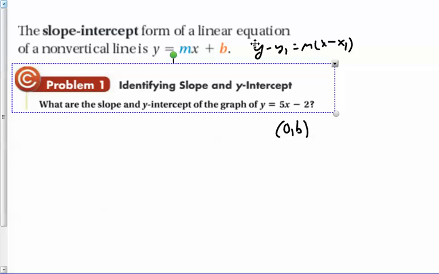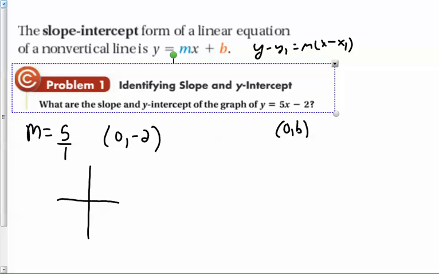So y equals 5x minus 2. What is the slope? Well, the slope is 5 over 1, and the y-intercept is not negative 2. The y-intercept is (0, negative 2). And why do I say that? Because now I can graph this. I can go to (0, negative 2) and put a dot, and then I can go up 5: 1, 2, 3, 4, 5, and over 1 and put a dot, and I can quickly draw my line.